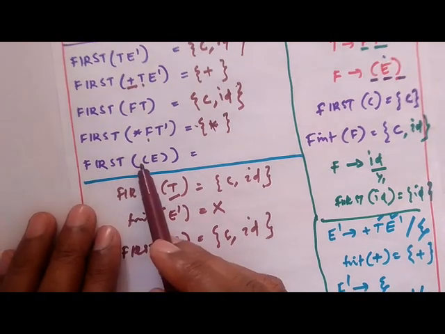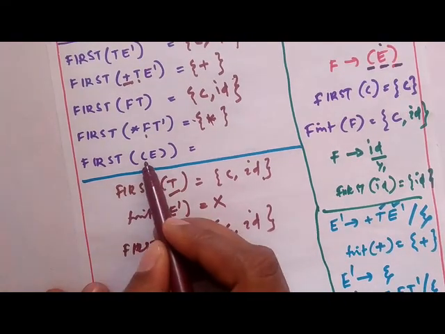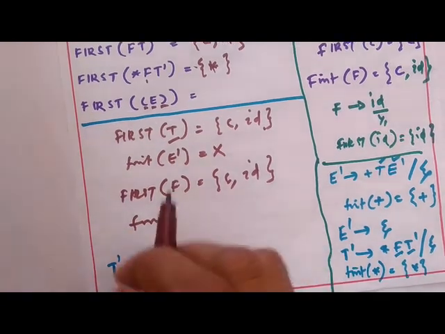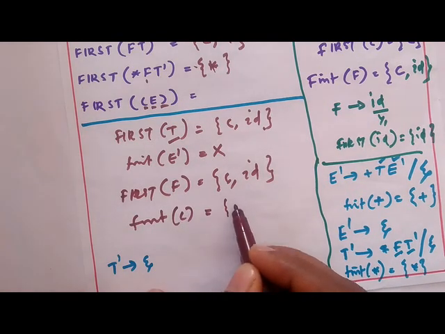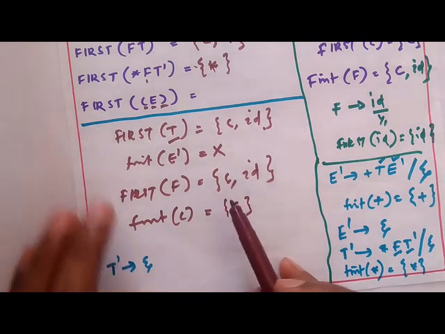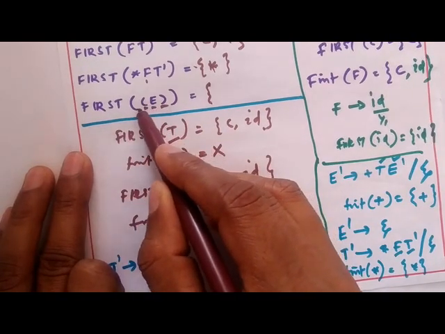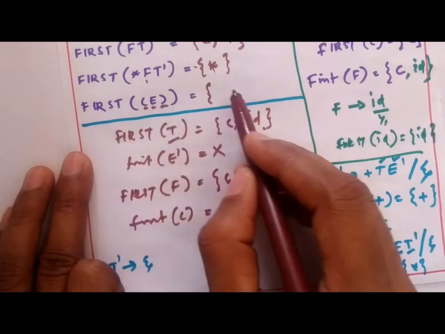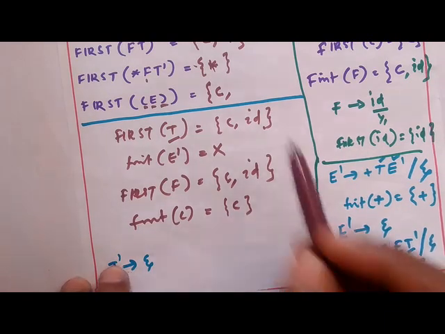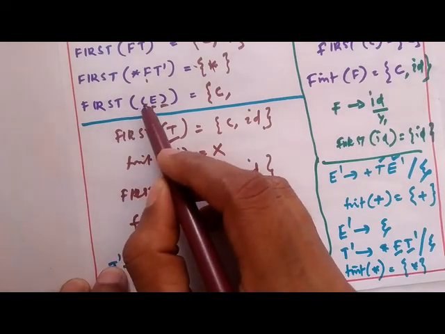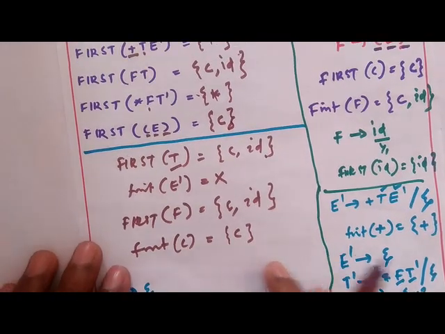The next one is first of left bracket E right bracket. Here 1, 2, 3 symbols are there. First of left bracket is only left bracket. As per our rules, first of left bracket E right bracket starts with left bracket. And first of left bracket does not contain epsilon, so no need to compute first of E. So first of left bracket E right bracket contains only this symbol. So that is about all terminal symbols.